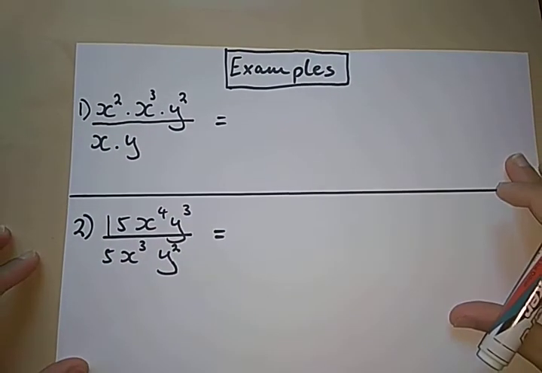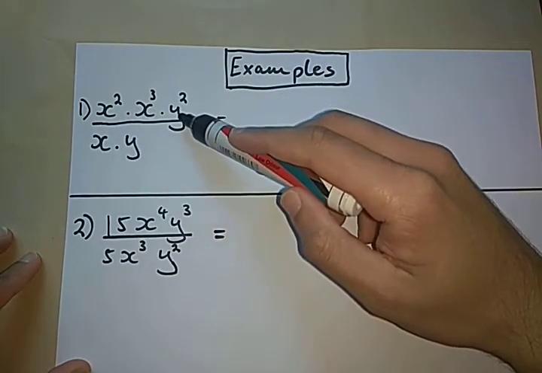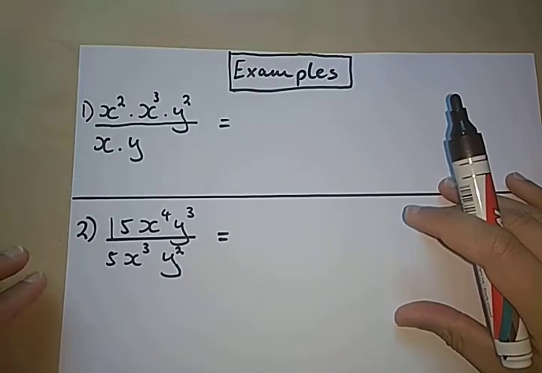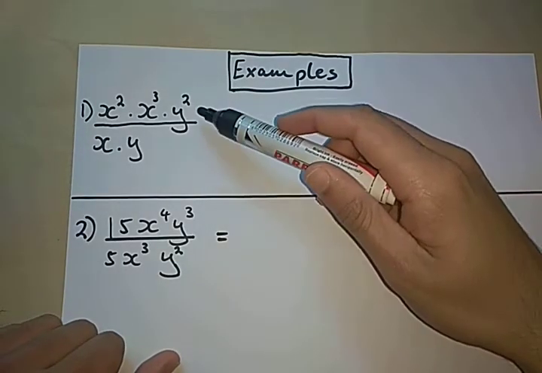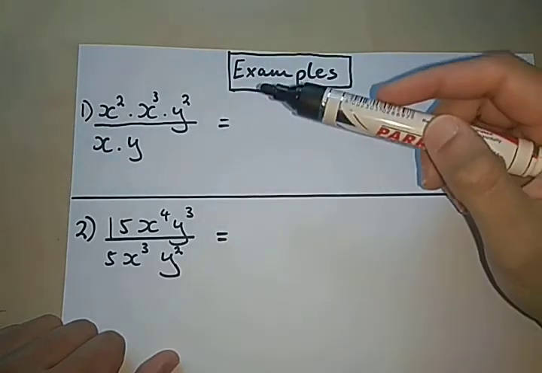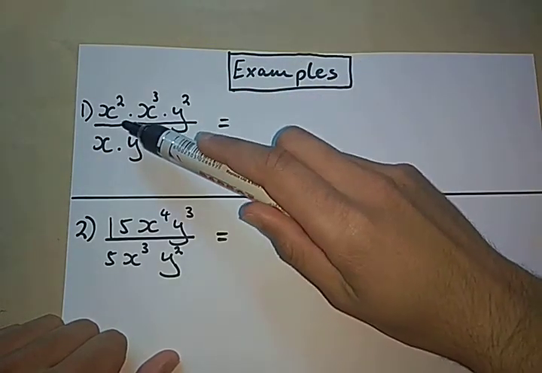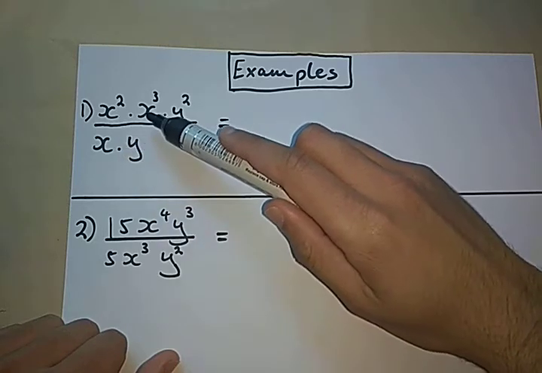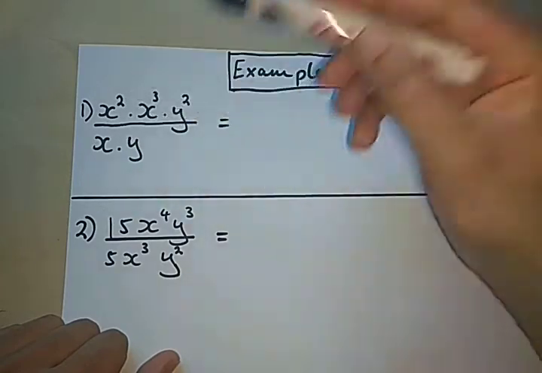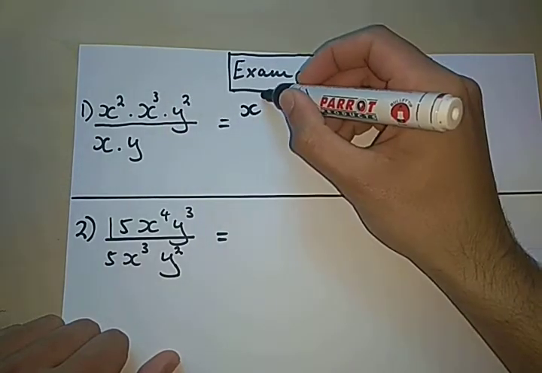So if we look at the first example, we have an x squared multiplied by an x cubed multiplied by a y squared all over x times y. Now what I like to do is make sure that our numerator and denominator are fully simplified before I move on to any other form of simplification. What I mean by that, well, if I look at the numerator, I have an x squared and an x cubed. Now, I can apply the first law of exponents to this scenario, and that would leave me with an x to the power of 2 plus 3, which is 5.